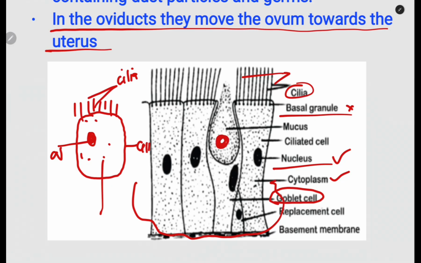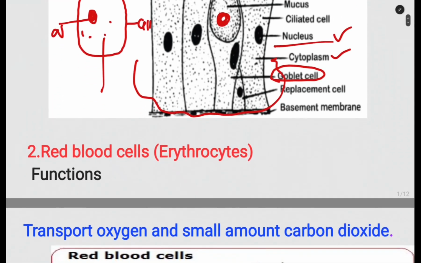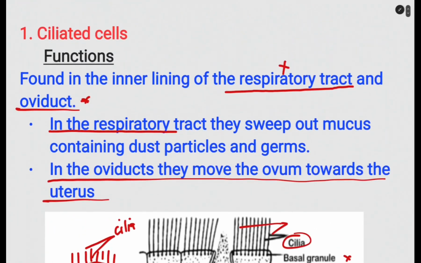Okay, I think these are the parts that we need to know. So please consider a simple diagram of this particular part, and if you find them in an exam, you wouldn't be able to miss the diagrams. Okay, so now the other part that we can look at, aside from the functions, is the adaptations.